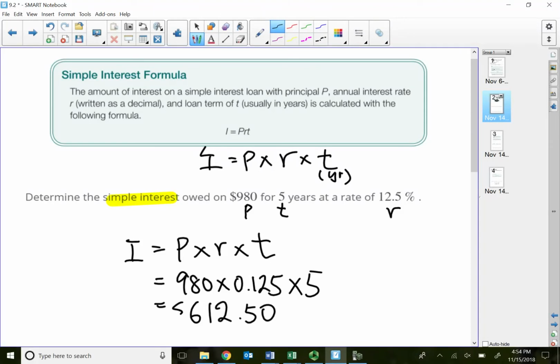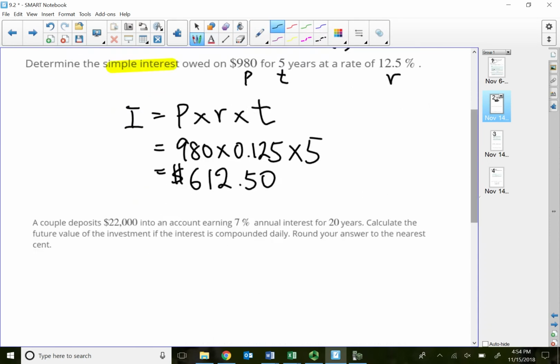The reason I'm saying that is because credit card interest is calculated monthly, once a month. So if the principal, what you owe on the credit card, changes, then your interest I changes every month. But in this particular example, this $612 is the total amount of interest for the entire 5 years. So it's a one-time interest being computed.